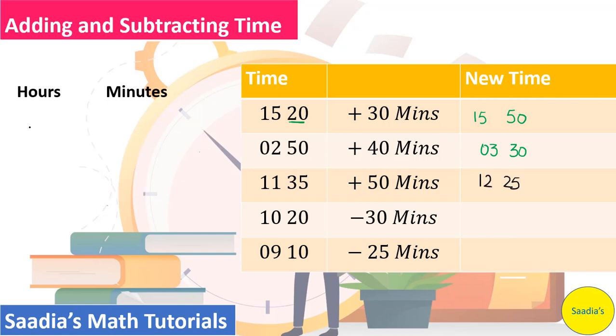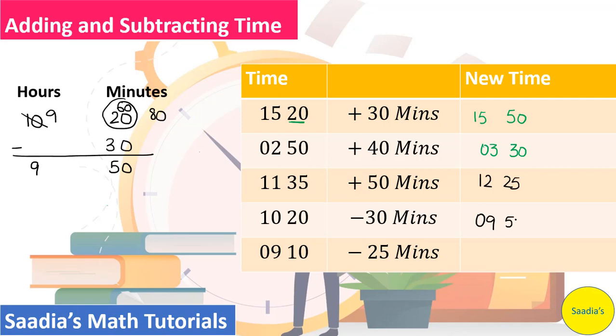Now the second last one, 10 hours, 20 minutes. If we subtract 30 minutes from it, what do we get? Now 30 is a bigger number, 20 is a smaller number, so we need to borrow. 10 hours becomes 9 hours, and when we borrow 1 hour, it means 60 minutes. So these 60 and 20, when we add them, we get 80. So basically we need to subtract 30 from 80, which is 50 and 9. So the time would be 9 hours, 50 minutes.